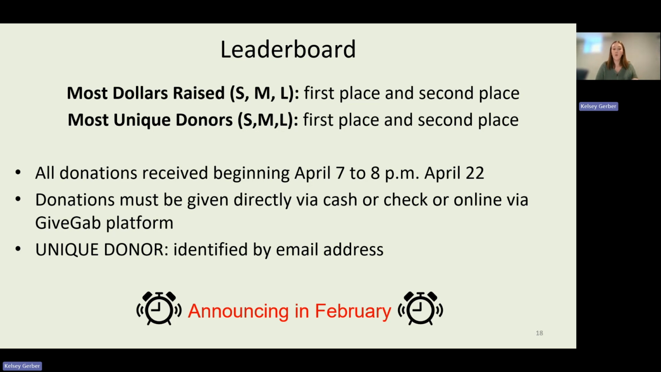So donors are welcome and encouraged to give multiple times throughout the day, but they will only count once, because that's what's fair. So we have first and second place for small, medium, and large for most dollars raised, and we have first and second place for small, medium, large in the most unique donors. So that is 12 different prize eligibility for nonprofits who are participating, which is very exciting. And we won't be able to calculate that until after the Great Community Give ends. So it's always a really fun and exciting time for that.